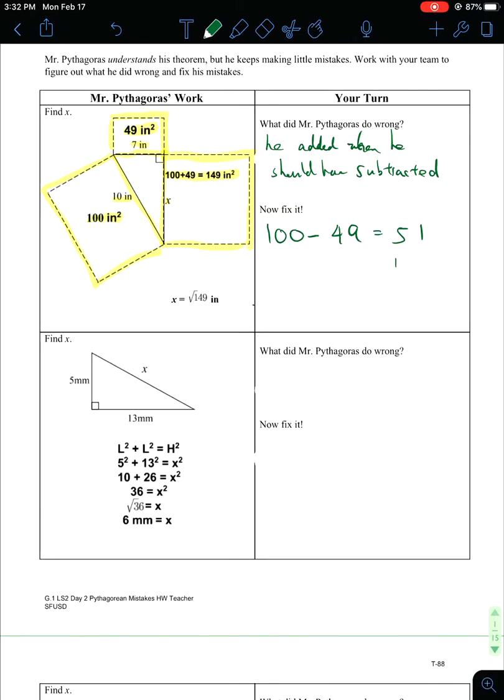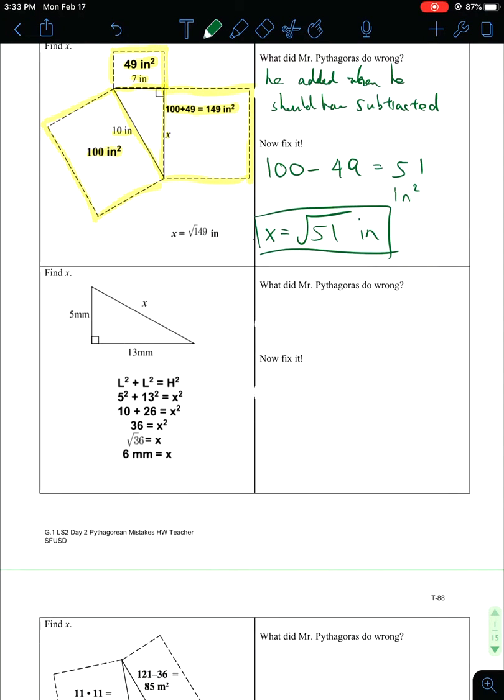Notice that 51 is in inches squared. In order to get the side length, x should be the square root of 51. That's how many inches x is. And we can pause right there. You could take a calculator and simplify. The square root of 51 should be a little bit more than 7.